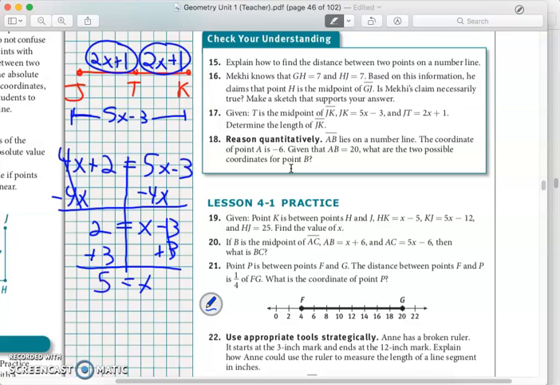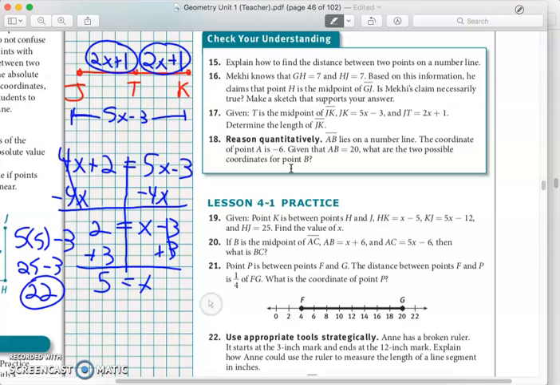But the question didn't ask for x. Remember, we got to pay attention to what the question wants. It wants us to find the length of JK. So JK was 5x minus 3. So I've got to plug in 5 into that. 5x minus 3. 5 times 5 is 25. Minus 3 is 22. So the answer to 17 is 22.